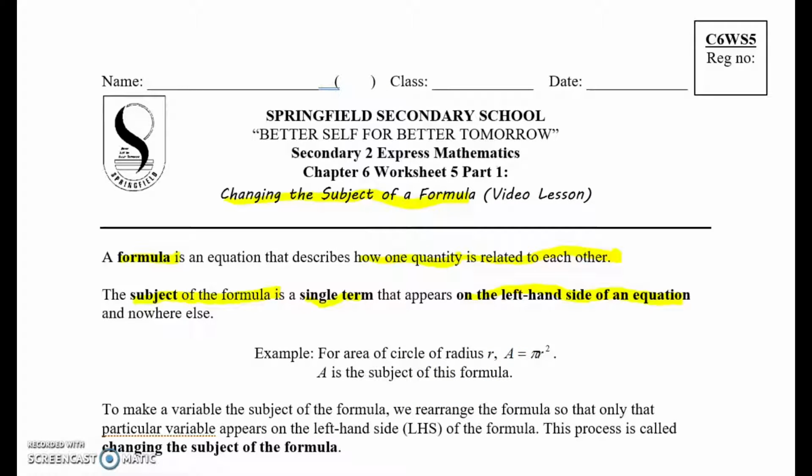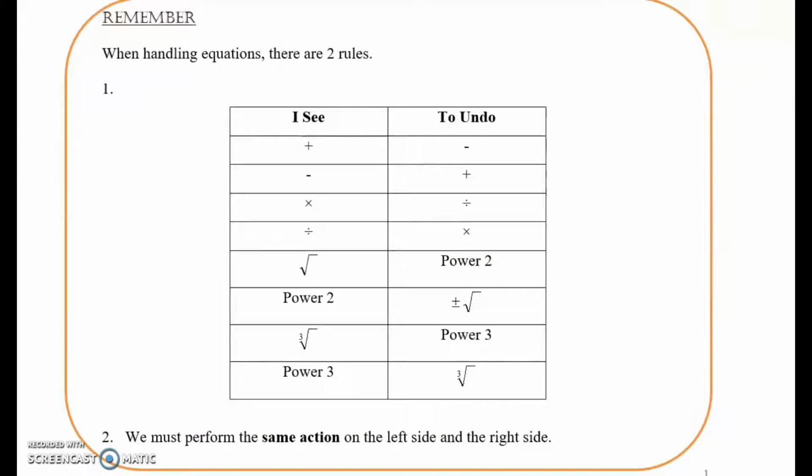To make a variable the subject of the formula, we need to rearrange the formula so that only the particular variable appears on the left-hand side of the formula. This process is called changing the subject of the formula. We need to remember these two rules when handling equations to make a particular variable the subject of the formula.